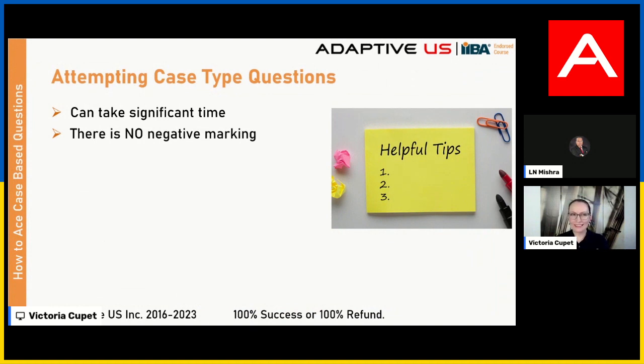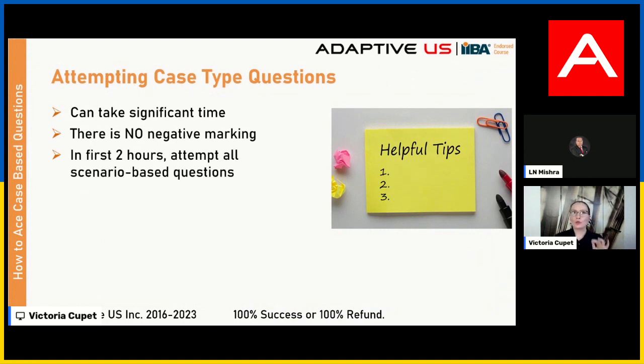That already means that statistically, the probability is 25 percent to guess any correct answer, but we are not going with guesses and probabilities. We really need to think, but just know that there is no negative marking. Try to cover all the scenario-based questions in the first 2 hours, so that you will have the remaining 1.5 hours, 90 minutes, for the case study based questions.